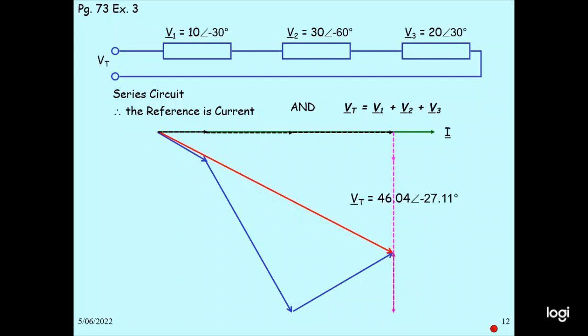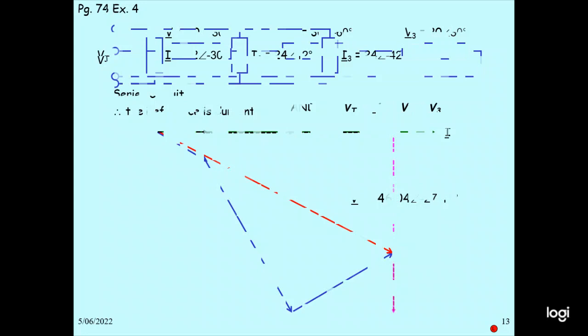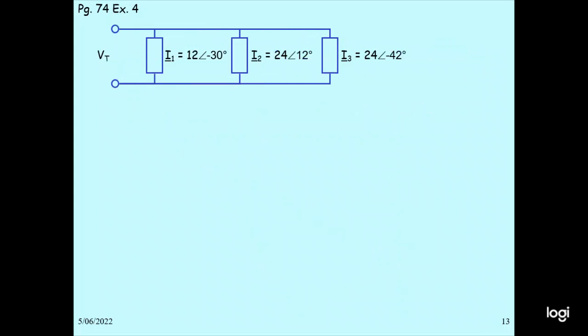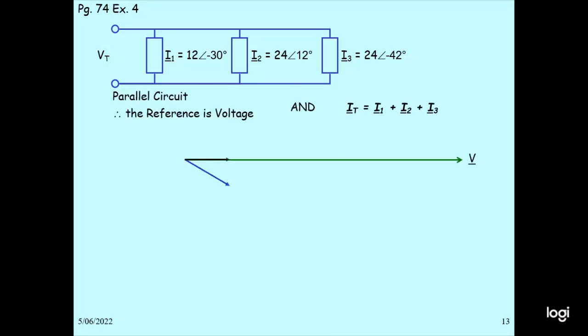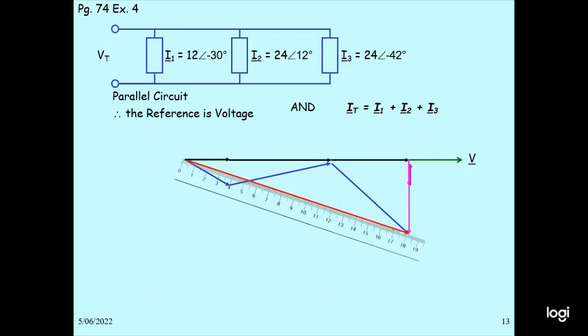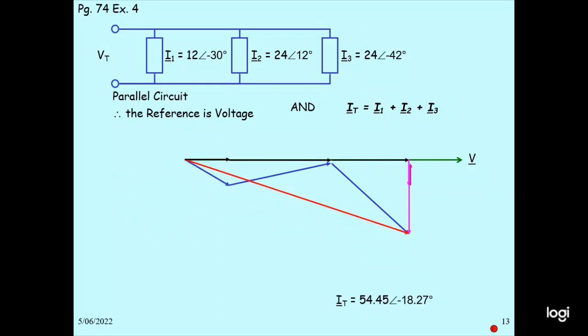So this is 27.11 degrees. So this is I1, 12 at angle minus 30, I2, 24 at angle 12, I3, 24 at angle minus 40. Reference voltage. I is I1 plus I2 plus I3, you add like this. Then the total magnitude, this one. So when we measure this magnitude, it will be 54.45 at angle minus 18.27.